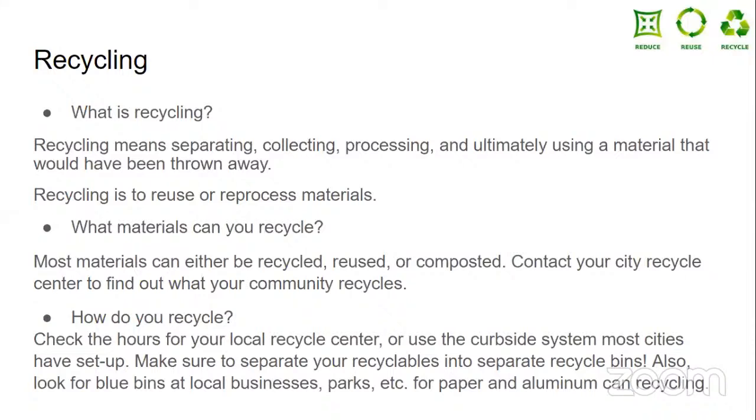How do you recycle? Check with your local recycle centers, or use the curbside system most cities have set up. There are papers, aluminium cans. Another example that I would quote here is aluminium cans. The drinks, the soft drinks as well as the hard drinks like beers, come in an aluminium can. Aluminium is a metal which does not react with carbon dioxide when carbon dioxide is purged into the liquid, be it a soft drink or beer. That's why aluminium is the preferred metal to manufacture a can.